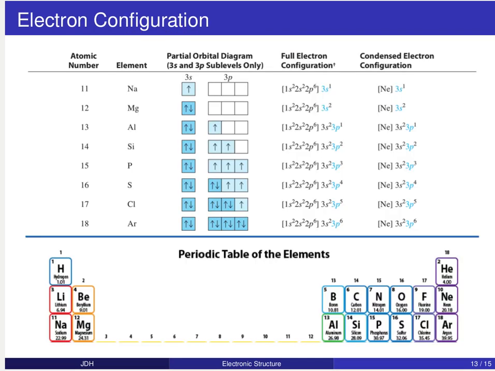So to get some more practice writing out these electron configurations, let's go ahead and look at the entire third row of the periodic table. We already wrote down sodium. We saw that sodium has this electron configuration of 1s2, 2s2, 2p6, and 3s1. So we can follow along the periodic table to make sense of this.